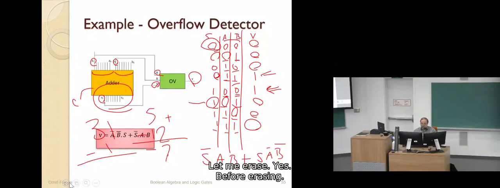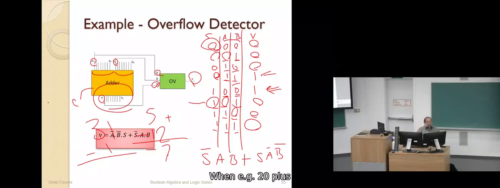Let me erase. Sorry, I have a question. Yes, before erasing. In the first row, we have two positive numbers, A and B. Why don't we have overflow here? 5 plus 12. What would be the result? 17.